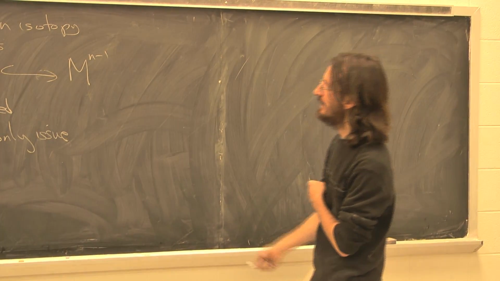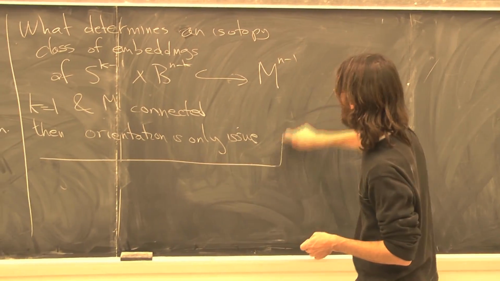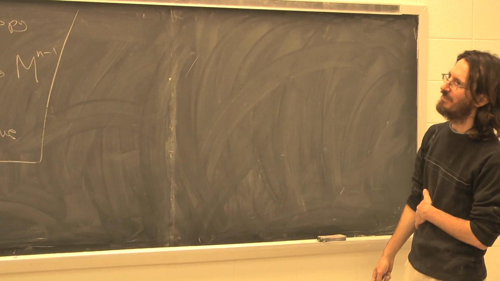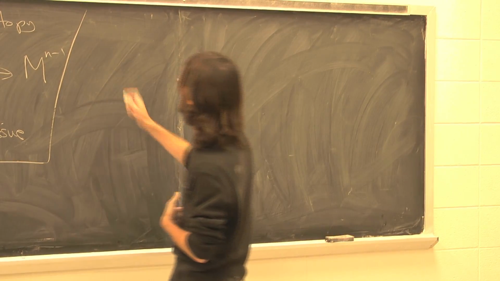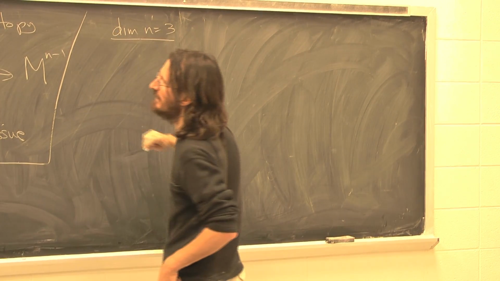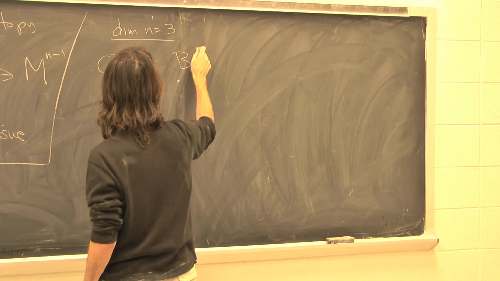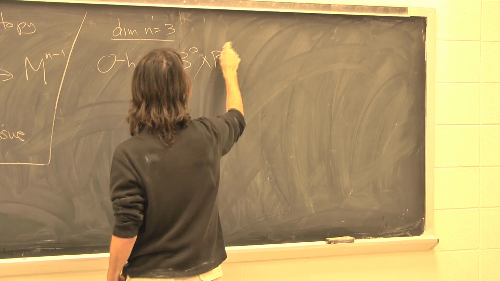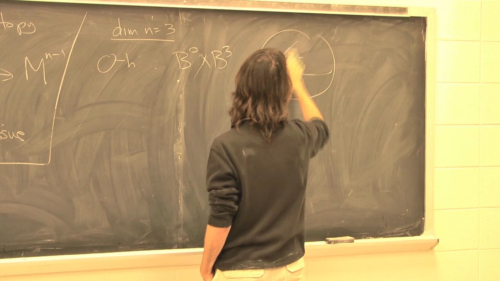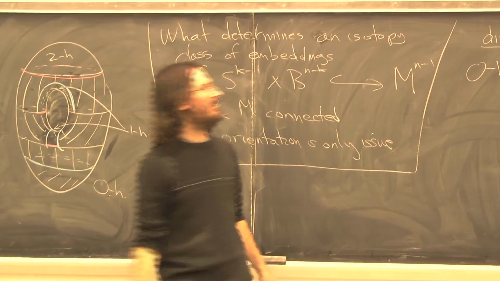But there's some subtlety in this argument that orientation is the only issue, and we may come back to it later. But let me keep going with the examples. Dimension is 3. So the 0 handle is B^0 cross B^3. I can still draw a picture of that. A solid ball, but the entire boundary now is blue.